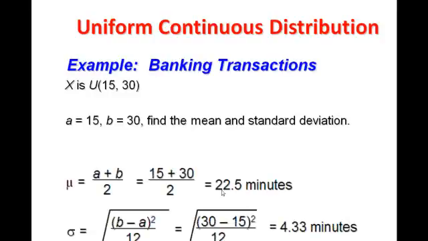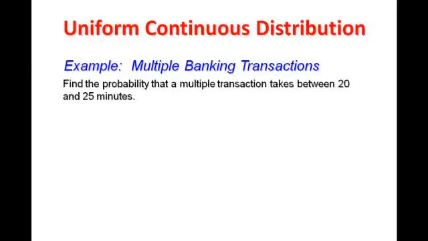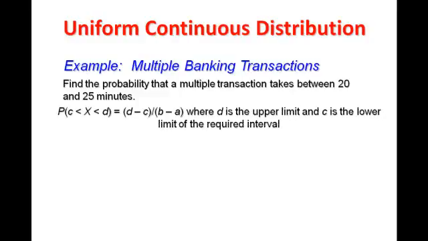The mean comes out to be 22.5 minutes. The standard deviation comes out to be 4 1/3 minutes. Then you're being asked to find the probability that a multiple transaction takes between 20 and 25 minutes. And it shows you how to calculate this probability. Again, I'm sorry, but your book uses a different notational form than I use.